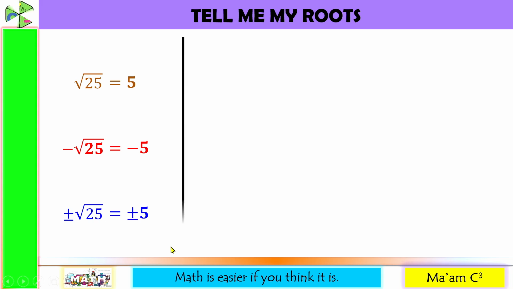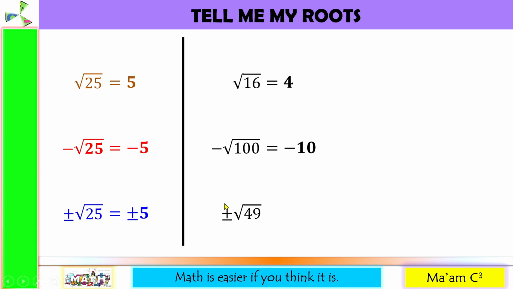Let's have some more. What if you have the square root of 16? Answer here should be positive 4. If you have negative square root of 100, then the answer is negative 10. And if you have positive and negative square root of 49, your answer should be positive and negative 7.